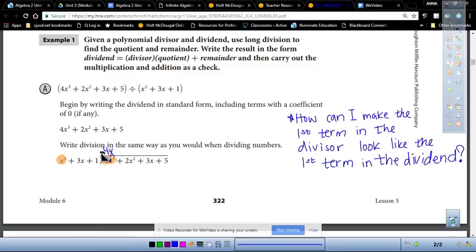So what I do with this 4x now is I distribute it to each item in my divisor polynomial. So I get 4x times x squared is 4x cubed. I get 4x times 3x, and that is 12x squared. I get 4x times 1, and that's 4x. So notice I'm lining it up under the same degree term on my original dividend.